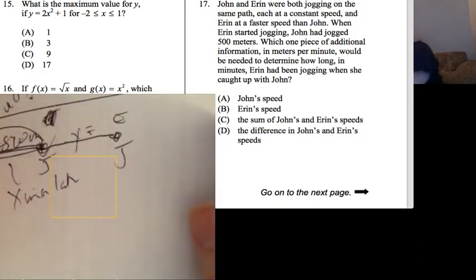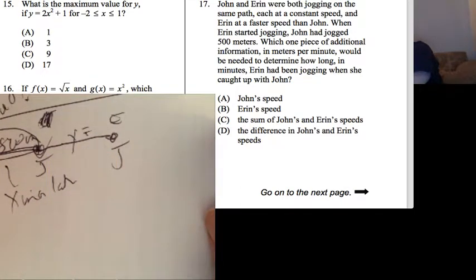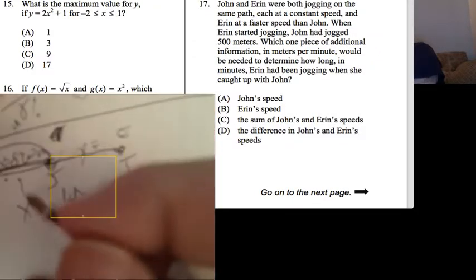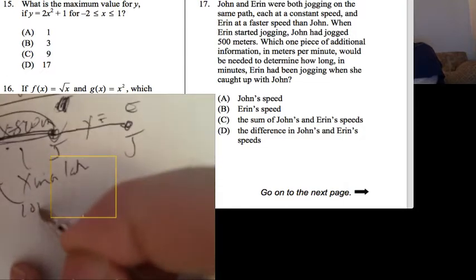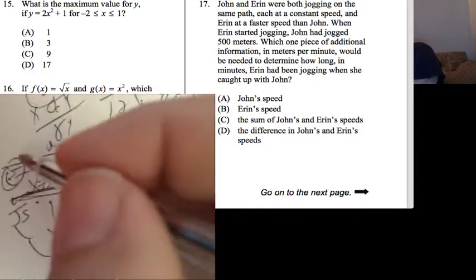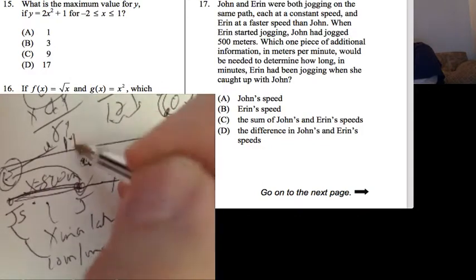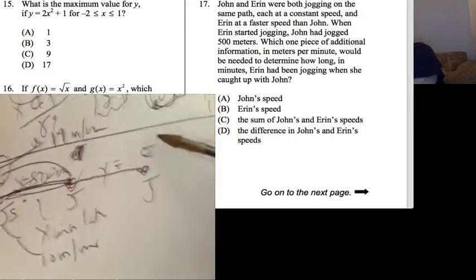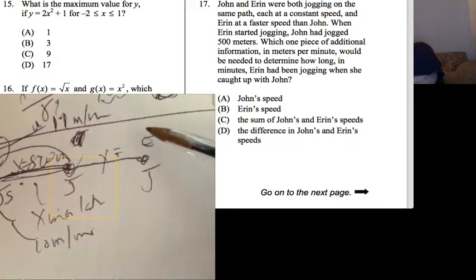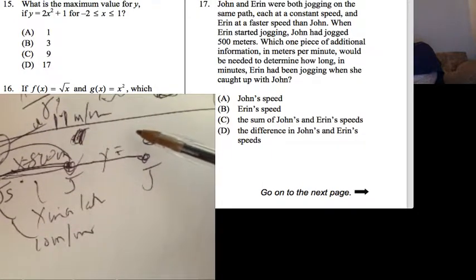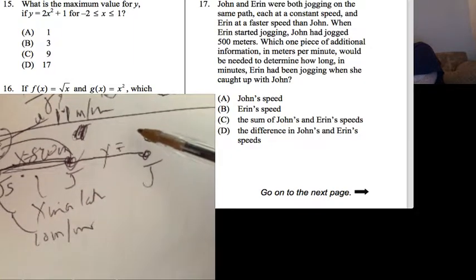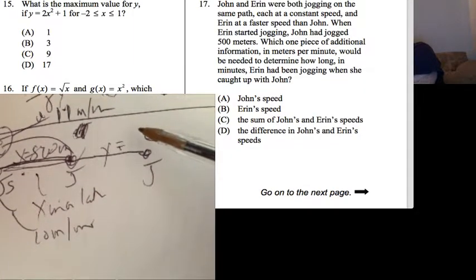So run through it again. John and Aaron were both jogging on the same path, each at a constant speed, and Aaron faster than John's speed. So we know that John, let's say, was going 10 meters a minute, and Aaron might be going 11 meters a minute. So when Aaron started jogging, John had jogged 500 meters. Which information in meters per minute would be needed to determine how long in minutes Aaron had been jogging when she caught up with John?